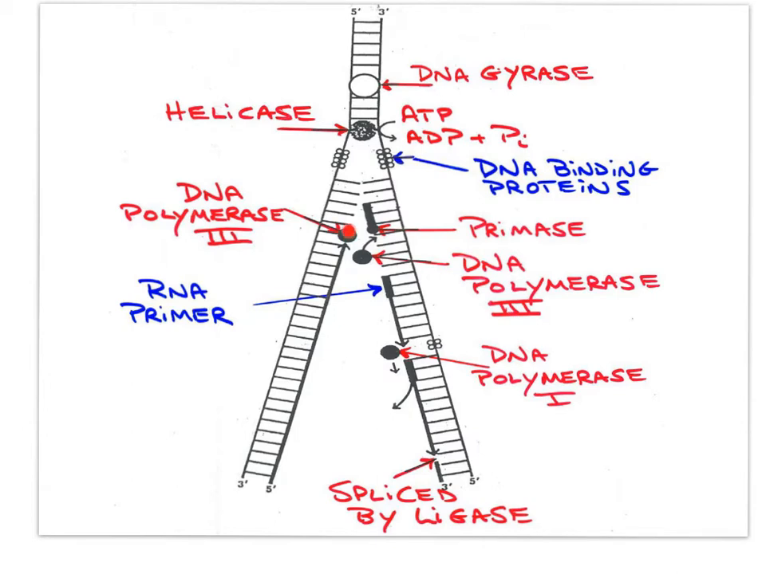Here is the DNA polymerase 3 synthesizing new DNA strands in a 5 to 3 direction on the leading strand, and over here in a 5 to 3 direction on the lagging strand. And DNA polymerase 1 is removing the RNA primer, as can be seen, and replacing the RNA primer with DNA nucleotides. Ligase, if it were present in this image, would join the Okazaki fragments here.